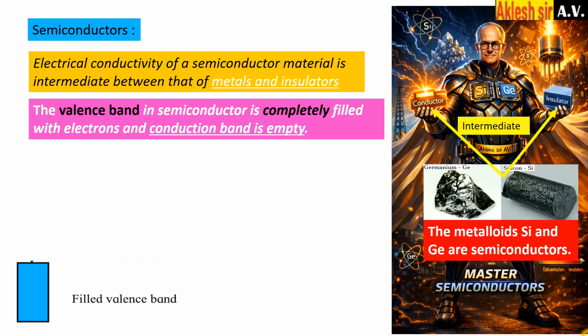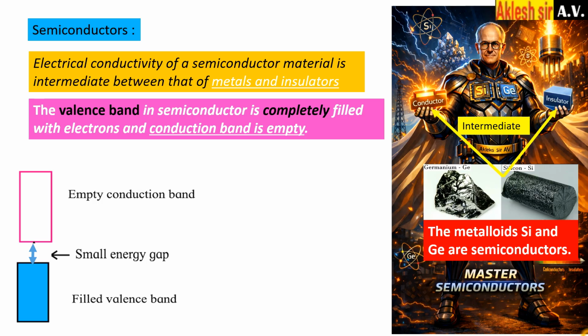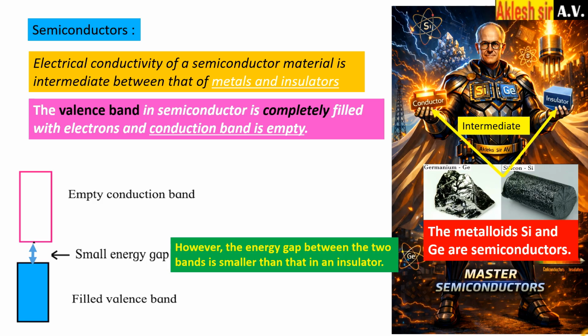Here you can see this is a filled valence band. So all the electrons present in the valence band are fully filled. There is no empty space in it. And the conduction band is empty. But what is the difference from the insulator? It is the band gap. Here the band gap, as compared to the insulator, is very small. However, the energy gap between the two bands is very small compared to that of an insulator.